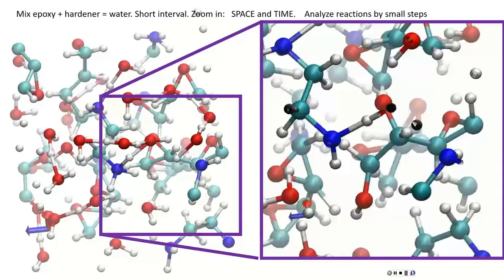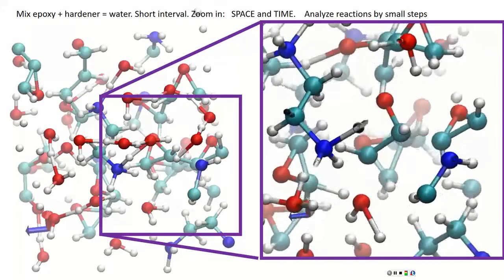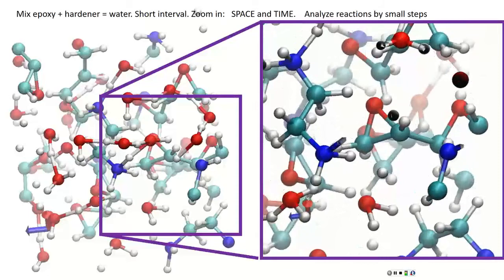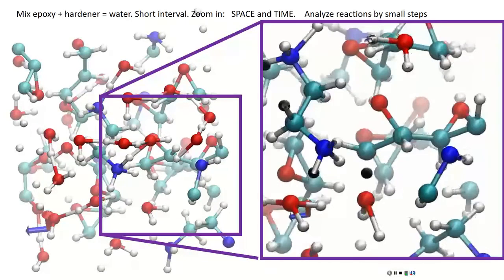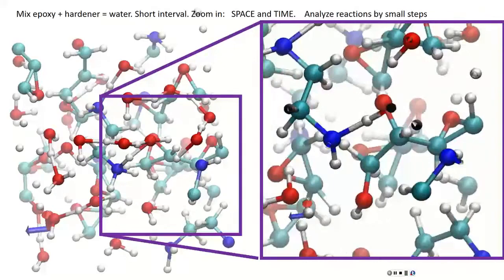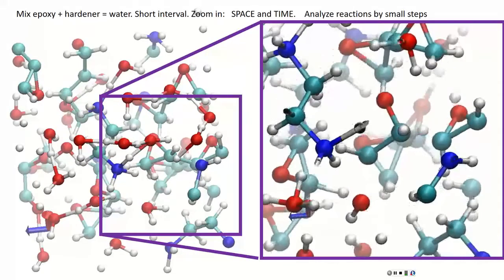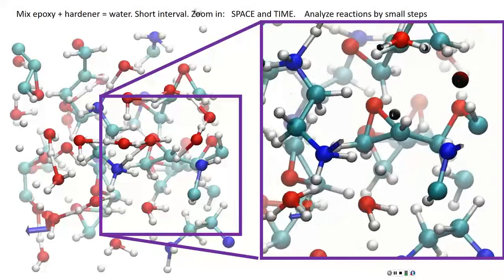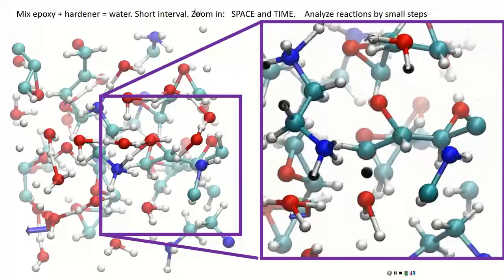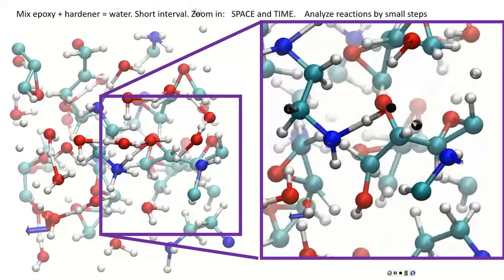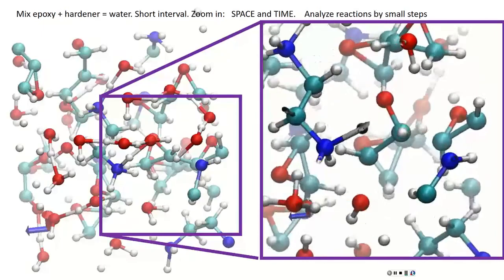Okay. But this looks like it's breaking up not towards the amine, but towards another epoxy. Well, it's like a multi-step reaction. Okay. But amine can't be closed. Well, in this case, you were using heat, right? You were just heating it up.